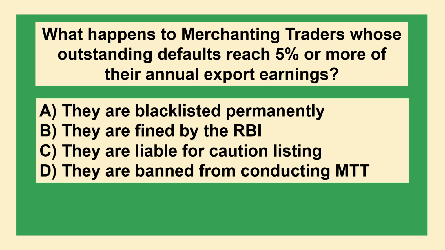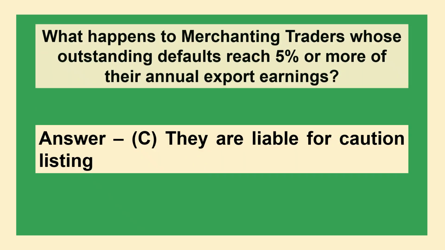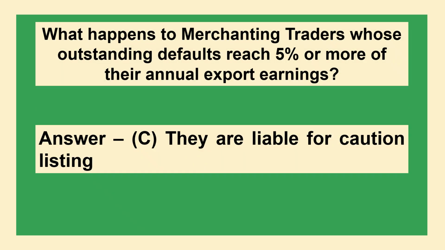What happens to merchanting traders whose outstanding defaults reach 5% or more of their annual export earnings? Option A, they are blacklisted permanently. Option B, they are fined by the RBI. Option C, they are liable for caution listing. Option D, they are banned from conducting MTT. The answer is option C, they are liable for caution listing.